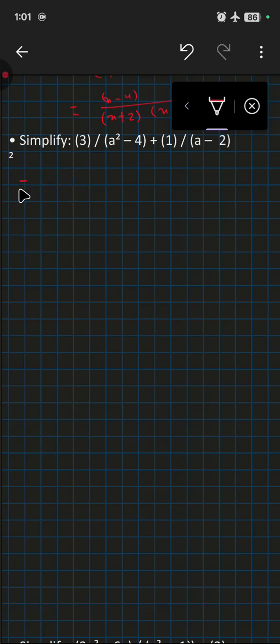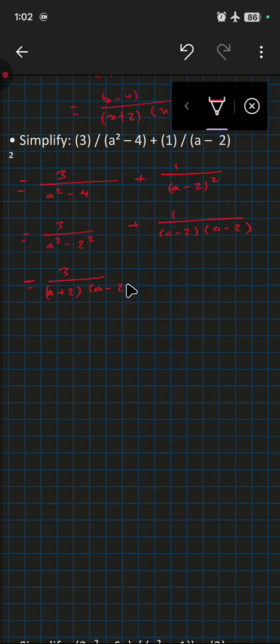So what is the question over here? 3 over x square minus 4, plus 1 over x minus 2 whole square in the denominator's place. Now we can see we can directly change it into the formula a square minus b square. And for the next term, we can write the product form for a minus b whole square, that is a minus 2 and a minus 2. So all are in product form right now. Now I'll put it into the product form a plus b into a minus b.